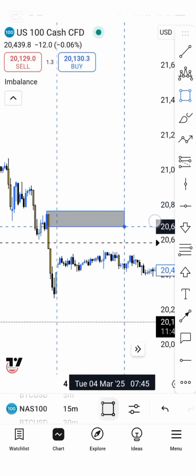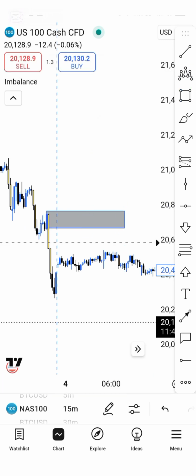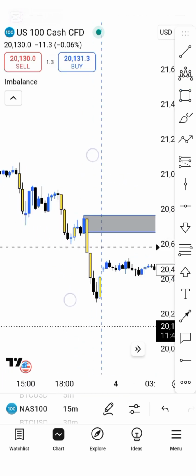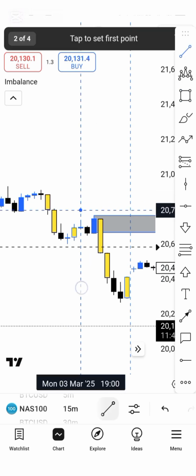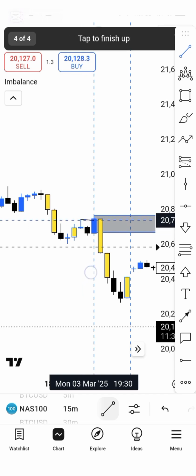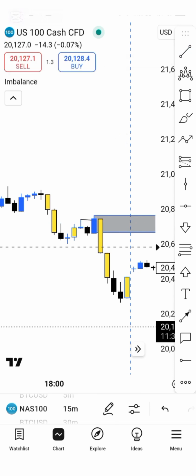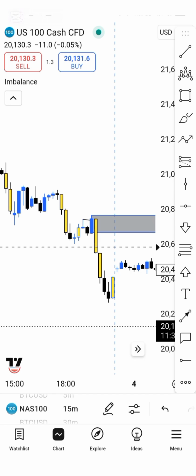So any other block that sweeps the previous high or low, you understand, is a very valid one. After confirming that, then what's next?